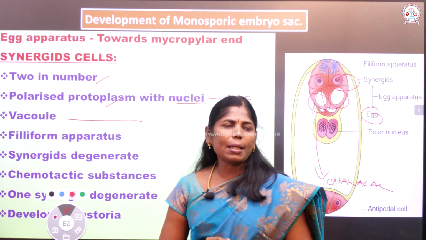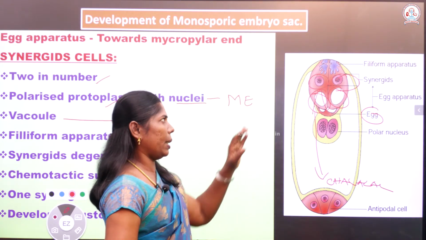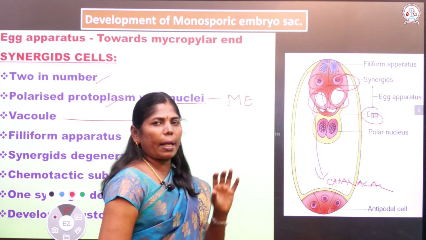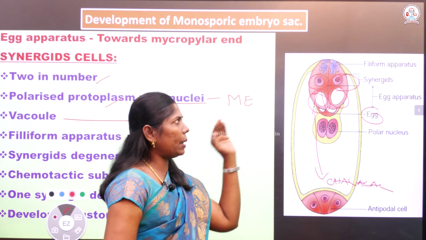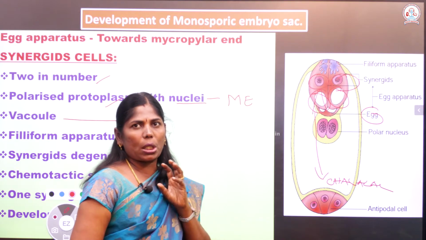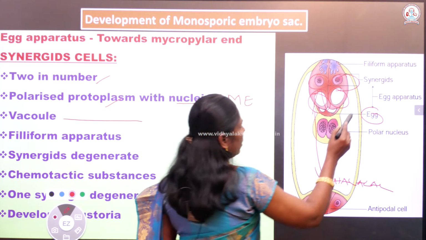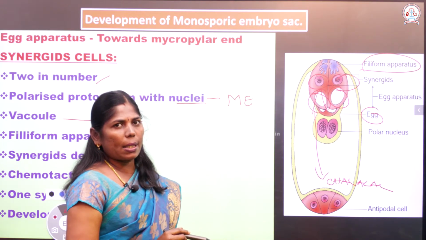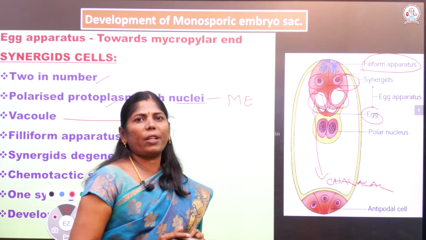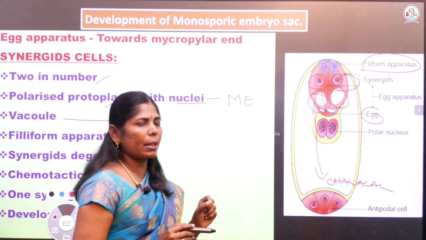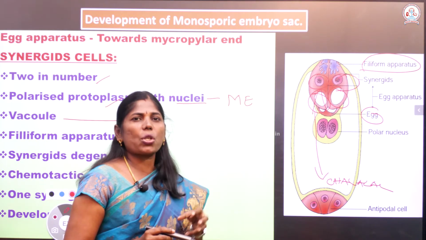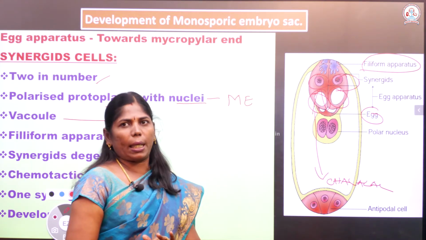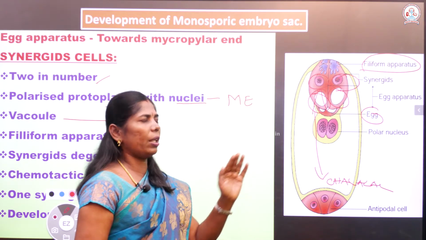Next, we can see the special features in these regions. Finger-like projections are present at the top of the synergids. These finger-like projections are known as the filiform apparatus. What are the functions of the filiform apparatus? It absorbs and conducts nutrients from the nucellus to the developing embryo sac. That is the main function of the filiform apparatus.